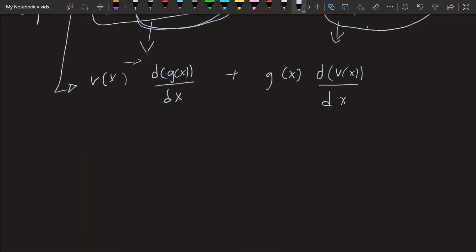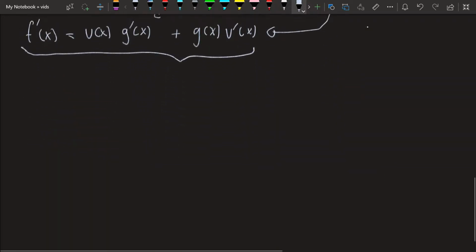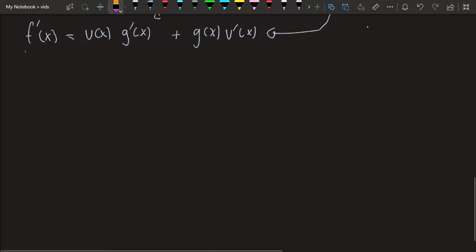So our end result is f prime of x is equal to v of x multiplied by g prime of x, right? This means g prime, plus g of x multiplied by v prime of x, which is exactly this. And there you go. That's the product rule proven. Let's do some examples for you to understand. Let's leave the formula up here.